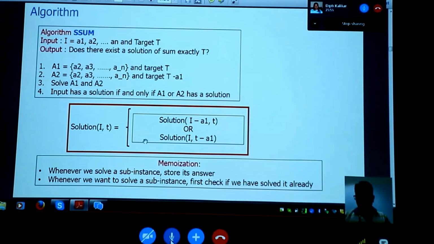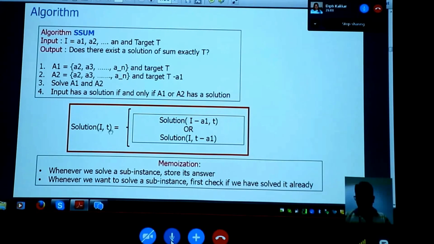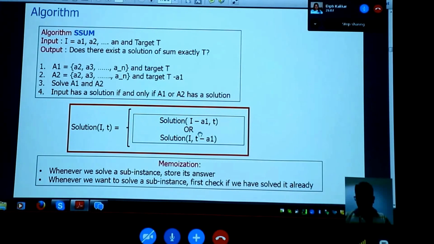You have to add back this. This is just for the Boolean answer. Do you have a solution or not? Do I have a solution or not? This R is the Boolean R. Yeah, this is yes or no.